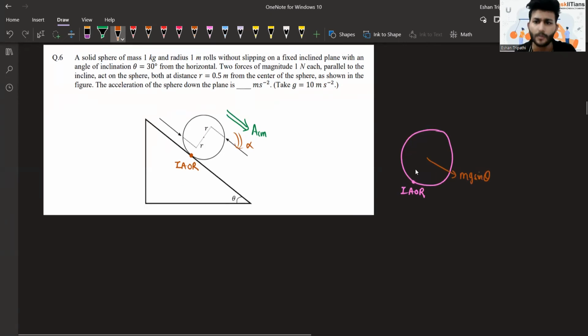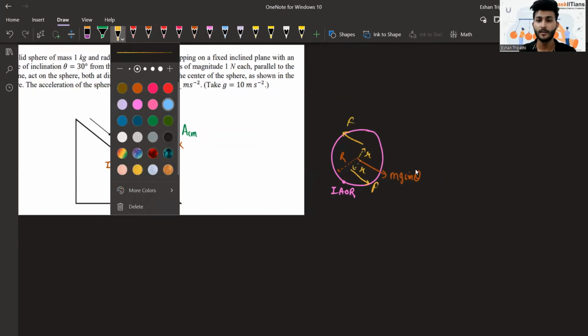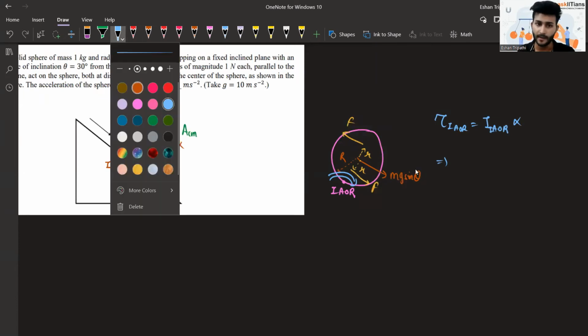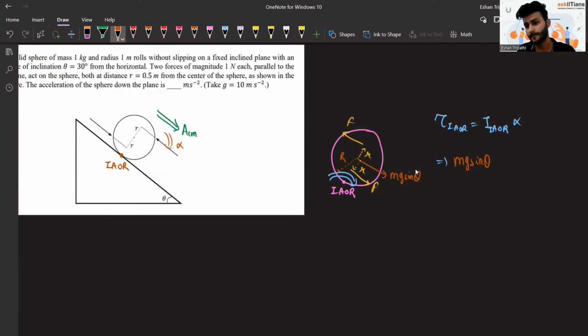At what's the radius? Okay, I'll represent it as capital R. Capital R is the radius. Then there is a couple acting, a force equal and opposite acting at some distance. The point of application is not the same. One F is in this direction at a smaller distance from this, another F is in this direction, again at a smaller distance from this. So when you write the equation for the instantaneous axis of rotation, you will say torque about the instantaneous axis of rotation is moment of inertia about the instantaneous axis of rotation into alpha. So what's the value of torque? You can see that easily. One torque is going to be because of the weight, mg sine theta into distance r, because that is the radius of it.